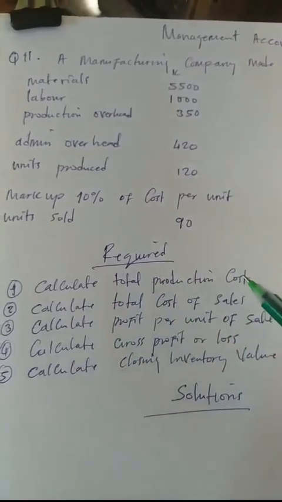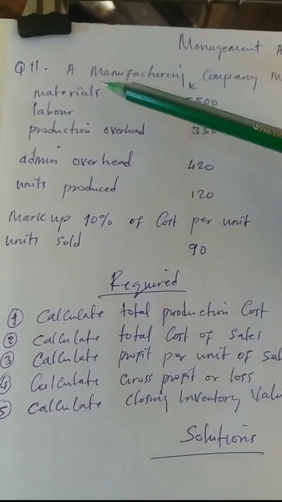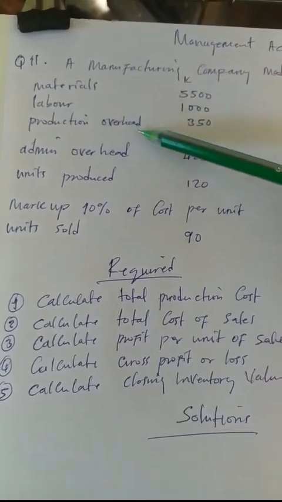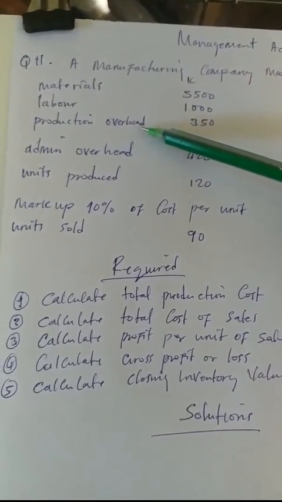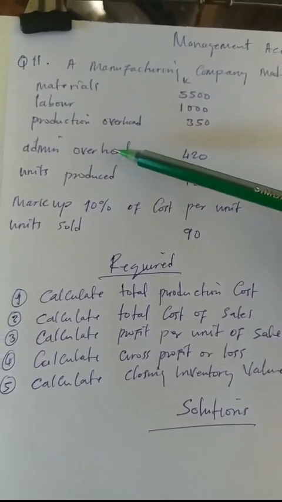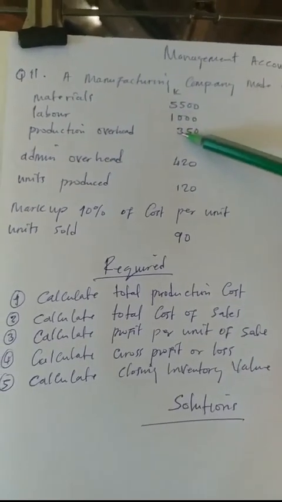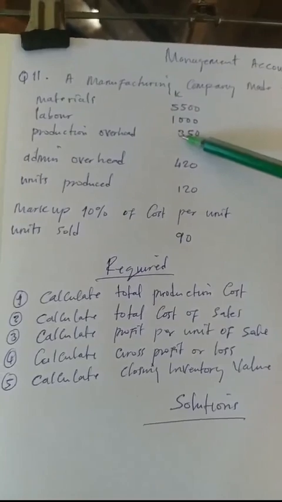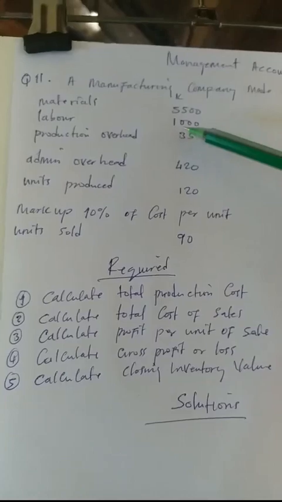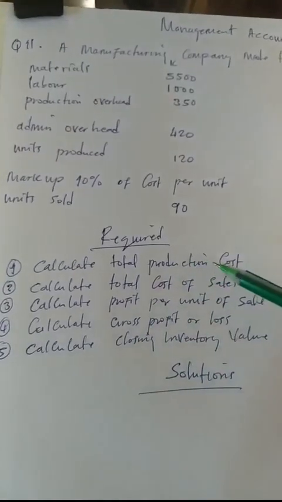Calculate total production cost. So you have the materials which were in the factory, which were involved in the production: materials, labor, and production overhead. Like I explained in the other tutorial, you need to ignore the administration overhead for the production cost because it wasn't incurred in the factory. So you only add these three which were involved in the production. If the question highlights any other costs which were involved in the production, those are the costs you need to add. So for question 1, calculate total production cost.